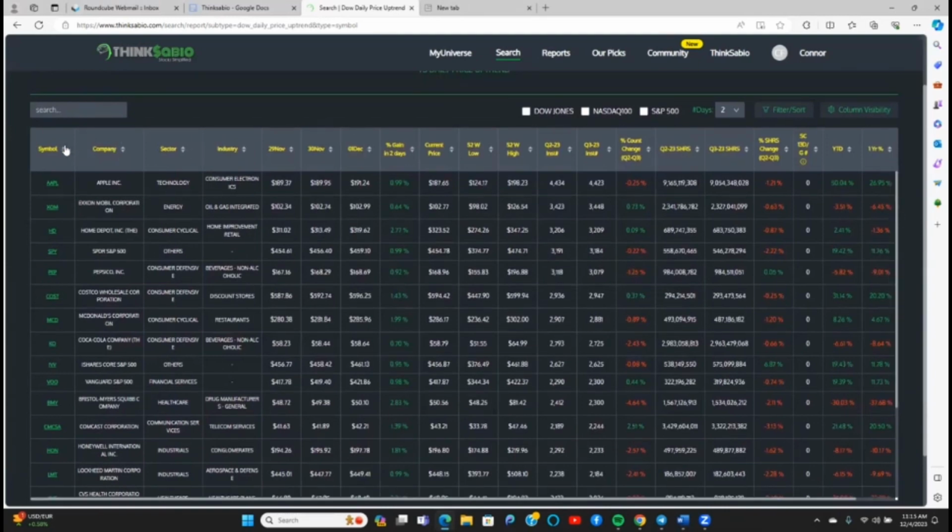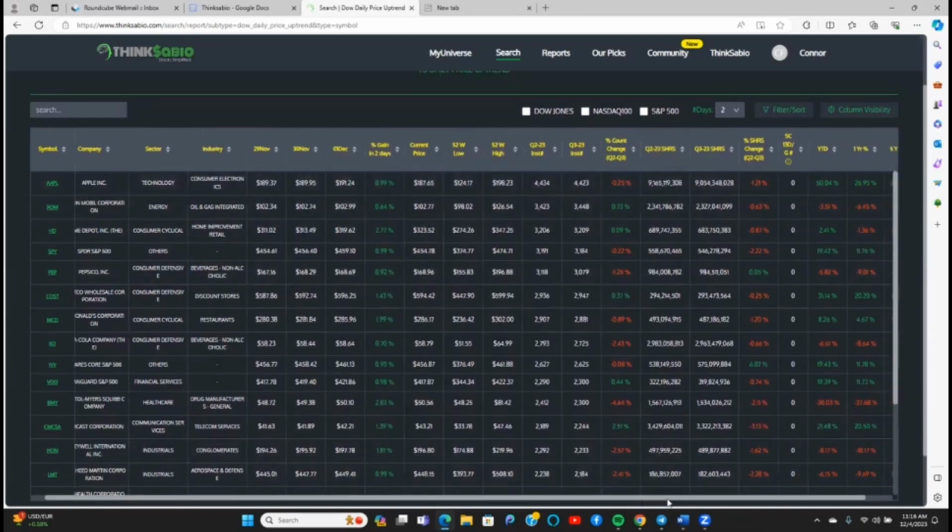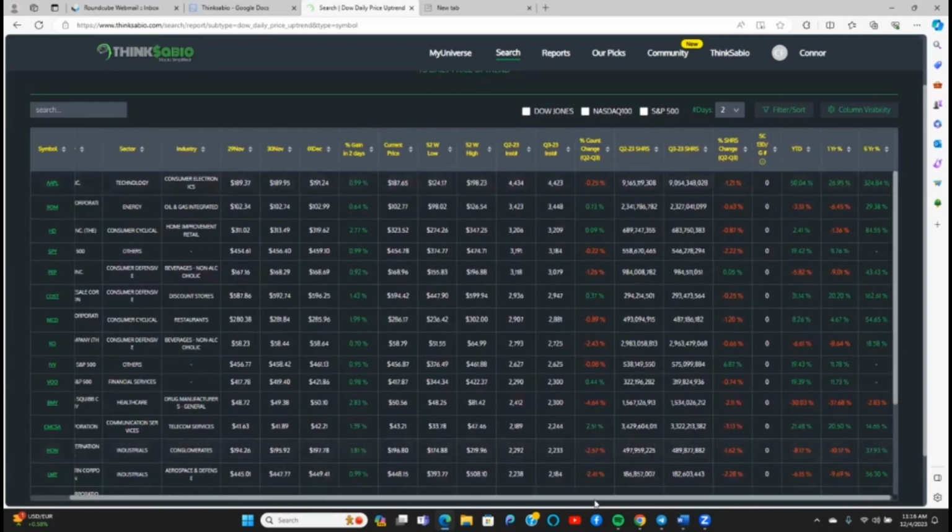This has the symbol of the stock, the company, and what industry it's in, as well as the pricing information over the last several days, the percent gain, and the current price. And then some longer term information such as the highs and lows, institutional investment, volume of trading, and maybe some of the longer term returns over to the right here.